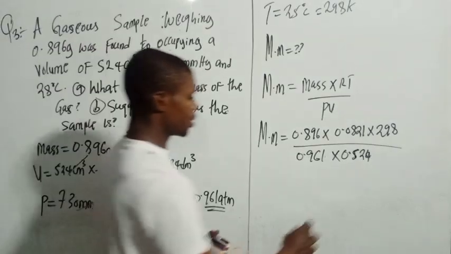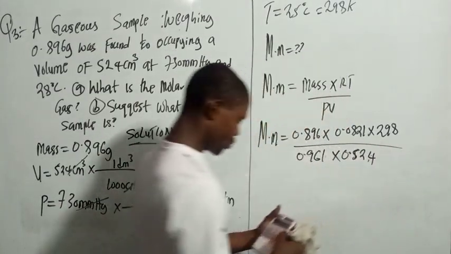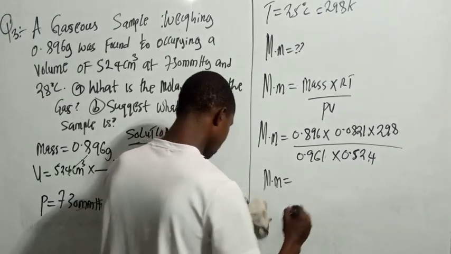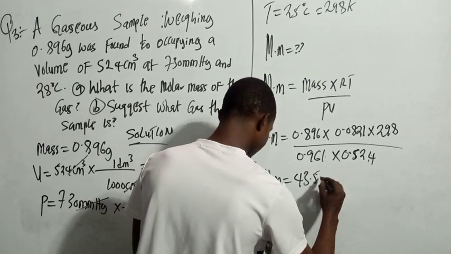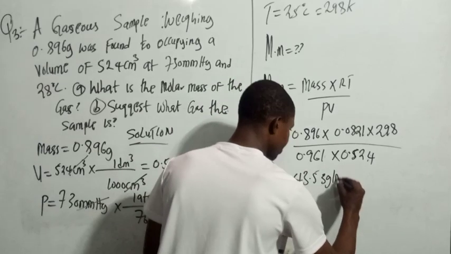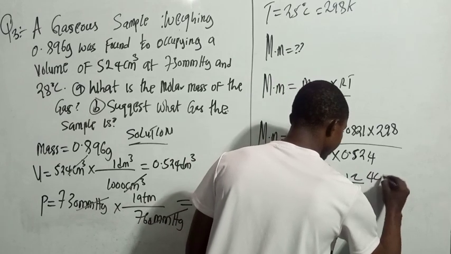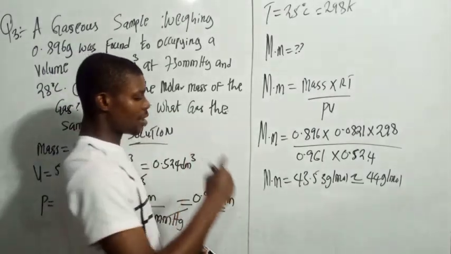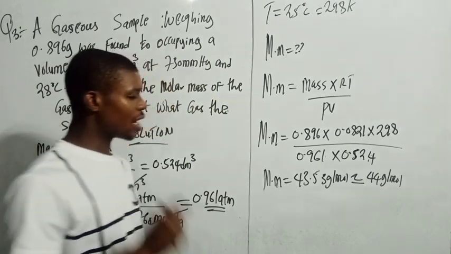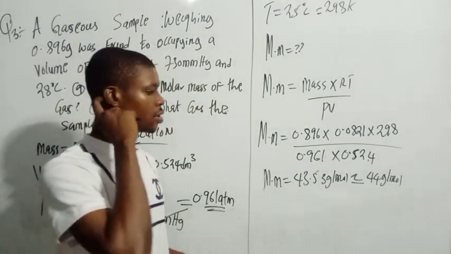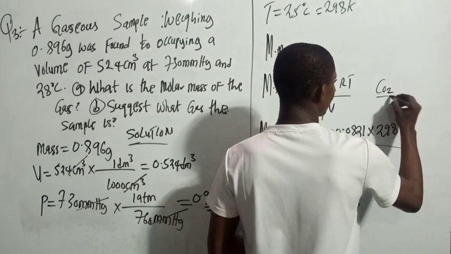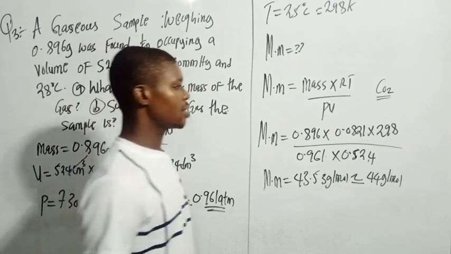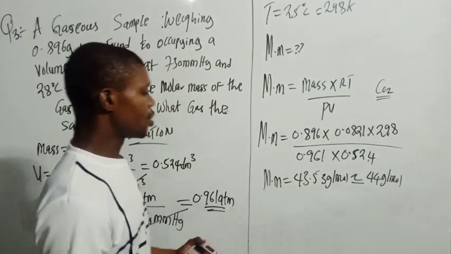So what you want to do here is punch your calculator and get the answer. Here we have molar mass equal to 43.53 gram per mole, which is approximately 44 grams per mole. So the gas that comes to my head that has a molecular weight of 44 is CO2. If you calculate the molar mass of CO2, you're going to get 44 grams per mole. So the suggested gas is CO2.